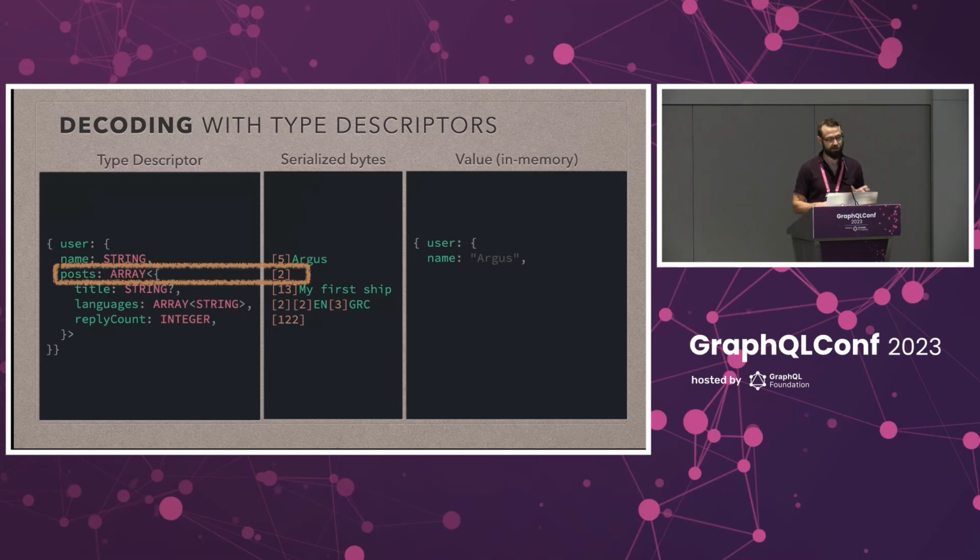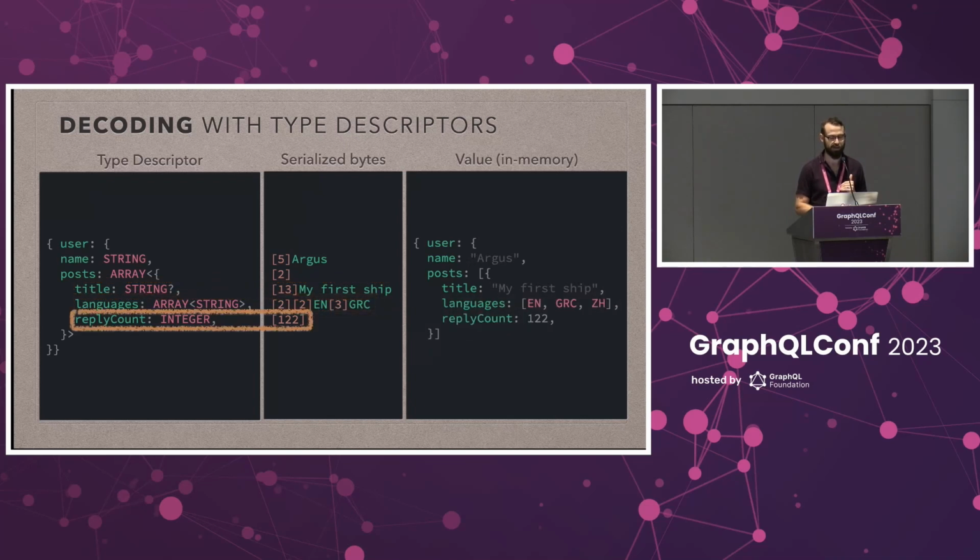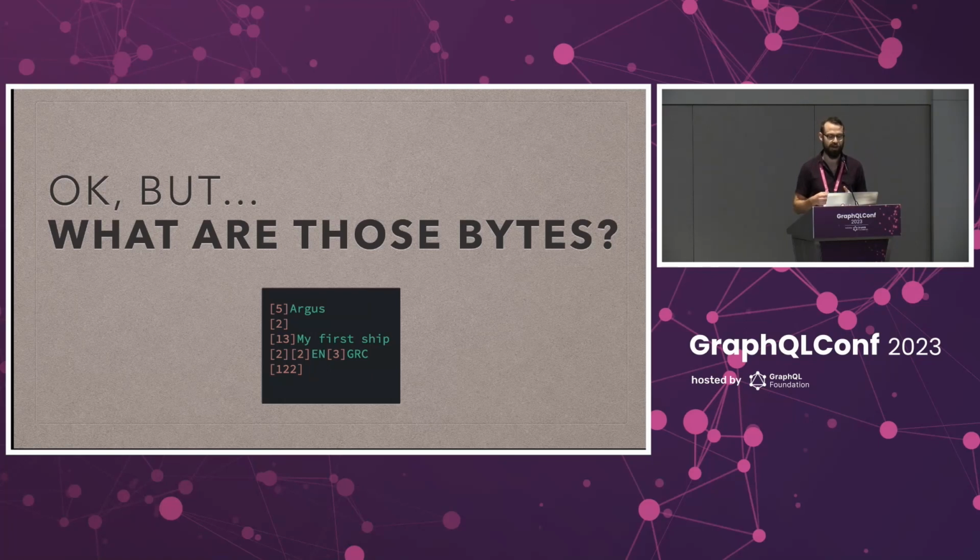Then we can move on to posts. Again, we're going to kind of move through the bytes and the type descriptor in lockstep and produce another value in memory. Here it will be the beginning of an array. Then for title, we know that we need to read a nullable string. We can get that in memory. And then same for languages and same for reply count. So it's kind of a very similar process in all three cases, whether we're building a type descriptor or using one for encoding and decoding. We just walk through these in synchrony. Now, you might be asking yourself, okay, but what are those bytes?